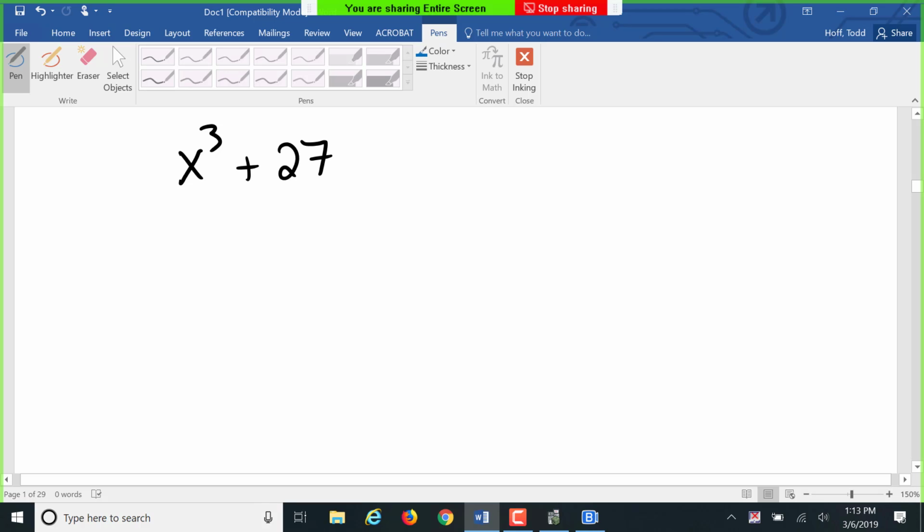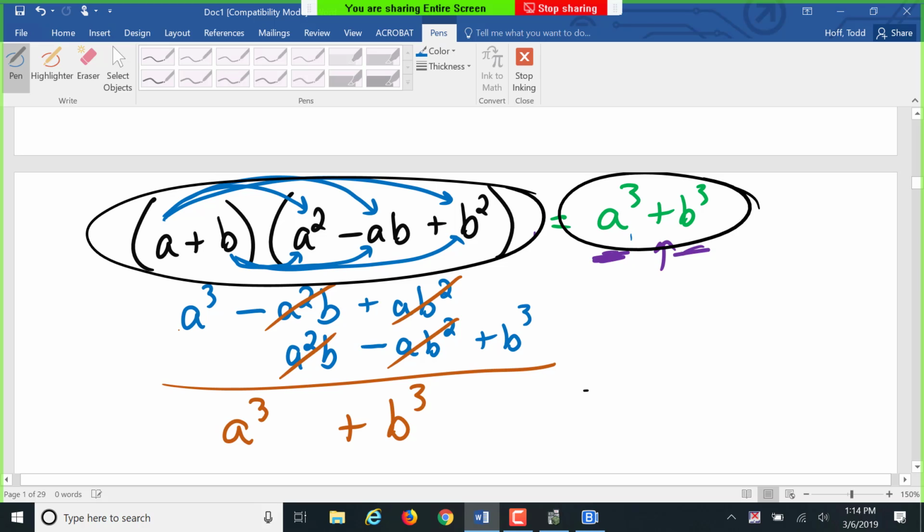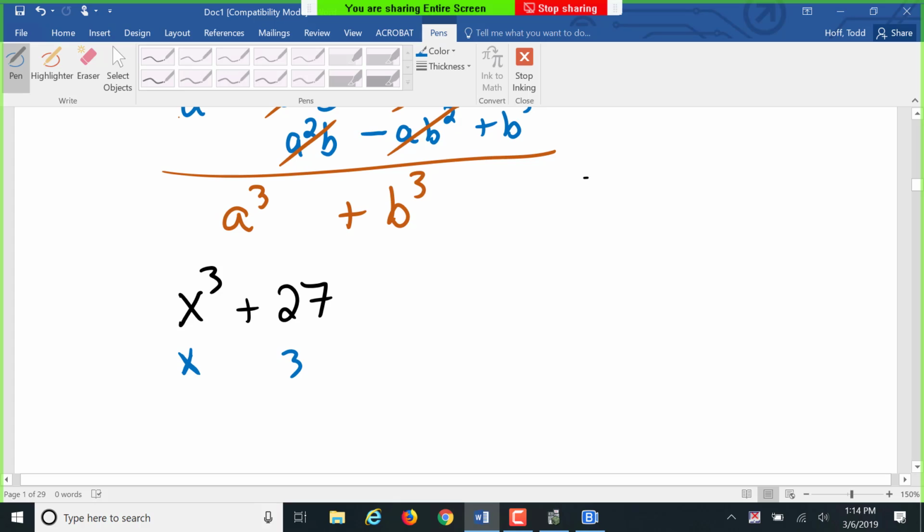Obviously, x cubed is a perfect cube. If it's a power other than 3, to be a perfect cube, the power has to be divisible by 3. So 3, 6, 9, 12, 15, 21, and so on. 27 is a perfect cube. What number cubed gives us 27? 3. Good. So we have x and 3. Now remember up here it was a and b, right? So a is going to be x and b is going to be 3 here.